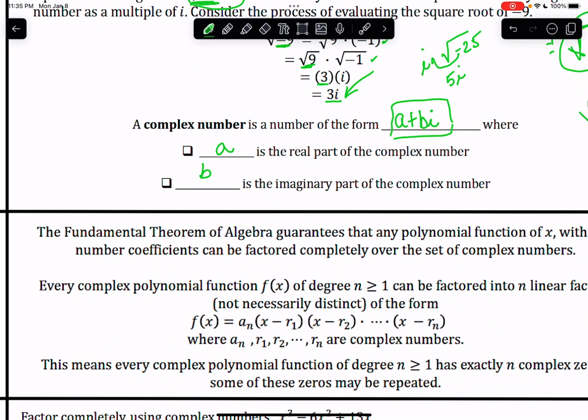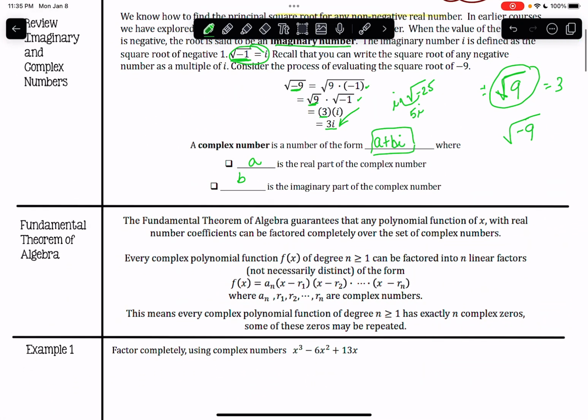Okay, so the fundamental theorem of calculus is something else we're going to talk about. I mean, of algebra, not calculus. It just guarantees that any polynomial function f(x) with real number coefficients can be factored completely over the set of complex numbers. So if you've only been thinking about, oh, well, if I get an x squared plus 25, I can't factor that, actually you can under the imaginary numbers.